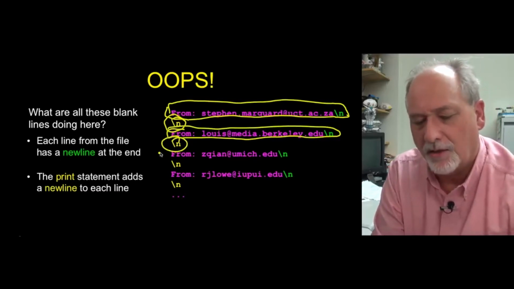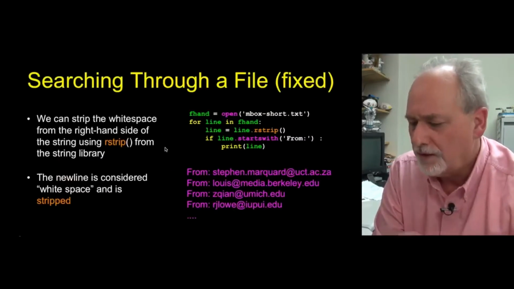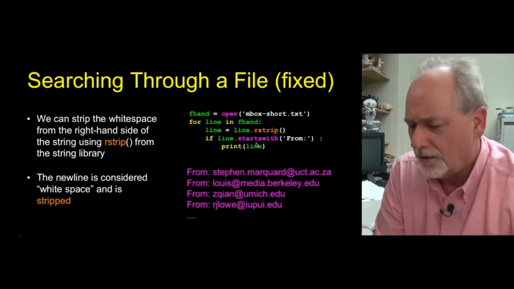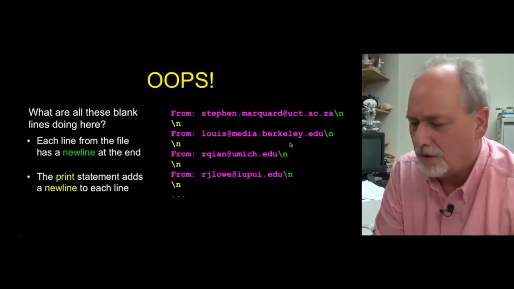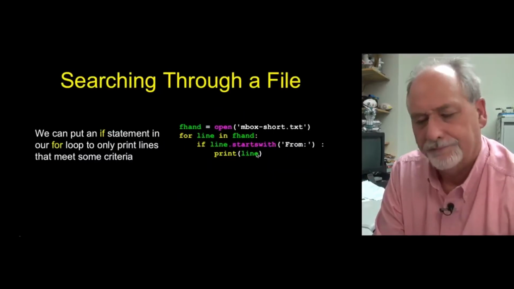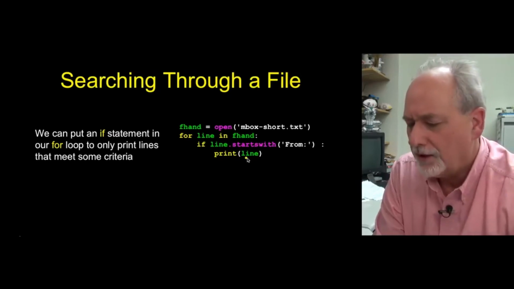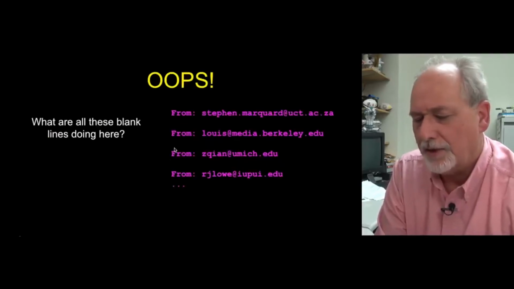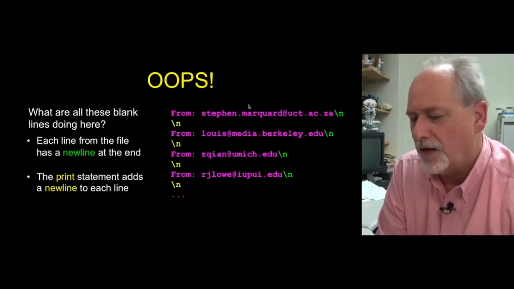If we take a look at the code, this variable line has a newline in it. Oops, I'm in the wrong slide. There we go. This is the one I want. If we look at the code, there's a newline in here, and then the print adds another newline. The print adds a separate newline, and that's how we get two newlines: the print statement's newline and the newline from the file.